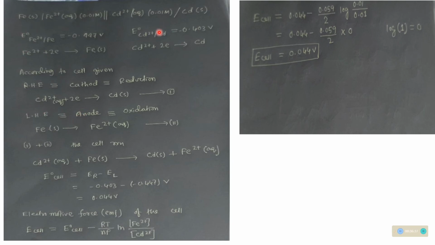So these are the cell reactions, and the reduction potentials are given. This is the reduction potential for these reduction reactions. According to the given cell, the right hand electrode is the cathode, where reduction occurs. I write this as 1, cathode. According to the cell, the left hand electrode is the anode, where oxidation occurs. So I write the oxidation reaction: Fe transforms into Fe2+ by releasing 2 electrons.